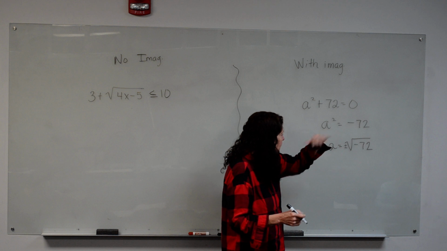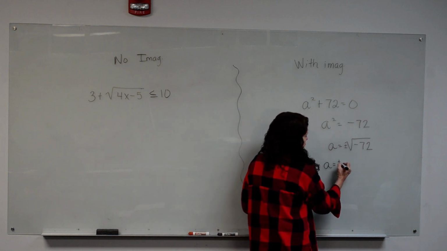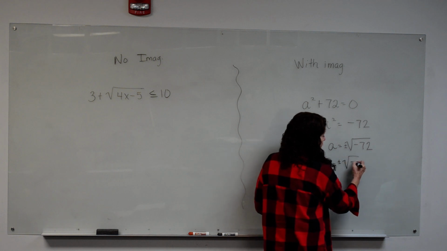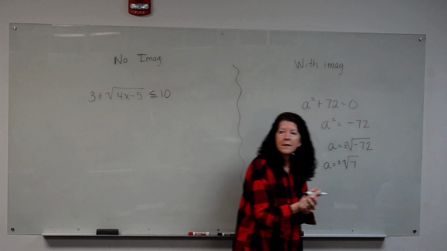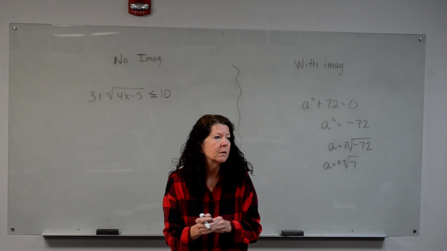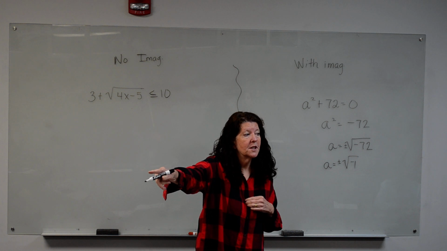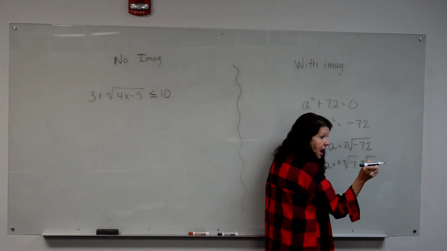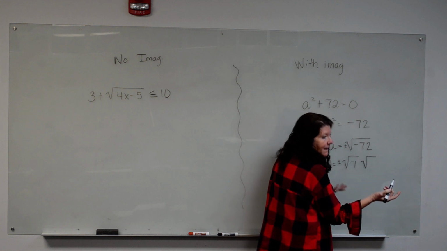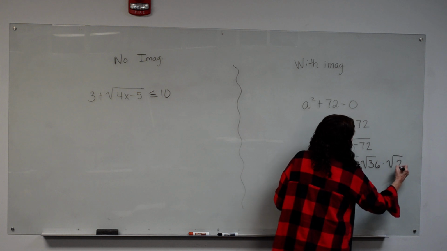72, what can I break that down into? I know negative 1, right? And you've got to pull the negative 1 out. What equals 72 that I can take the square root of? 2 times 36. I'm going to go with the 2 times 36 because the 36 is higher, and I'm going to get there quicker. Now, you could have gotten the 9 and 8, but then you'd have to break down the 8. So then I'm going to have it like that.